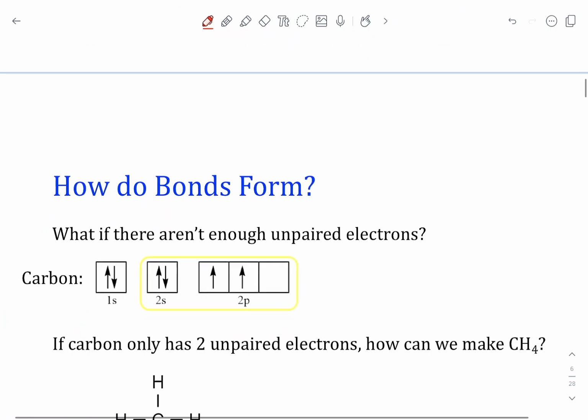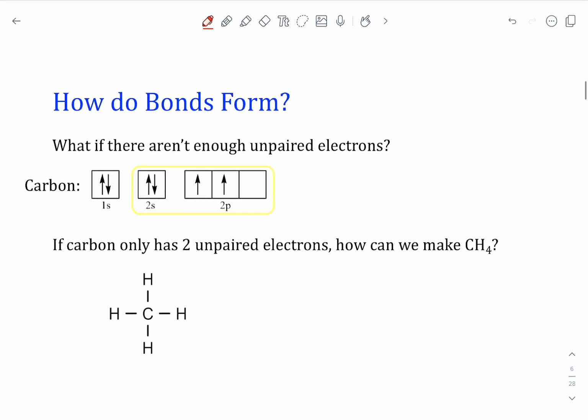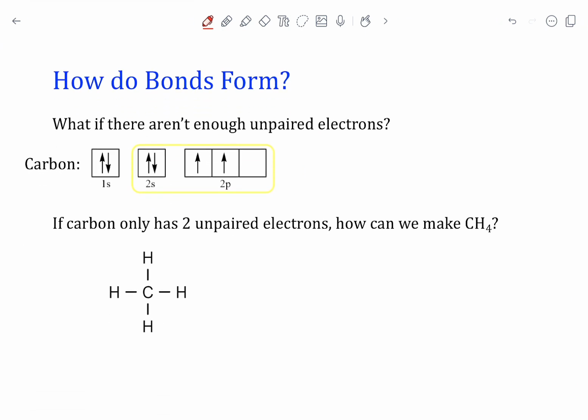The problem comes in when, well, what if there aren't enough unpaired electrons? So here's carbon. Here the valence electrons in carbon are shown in yellow. Carbon has 2 unpaired electrons, suggesting that it can make 2 bonds. And it says since there's 2 unpaired electrons, it can only make 2 bonds.